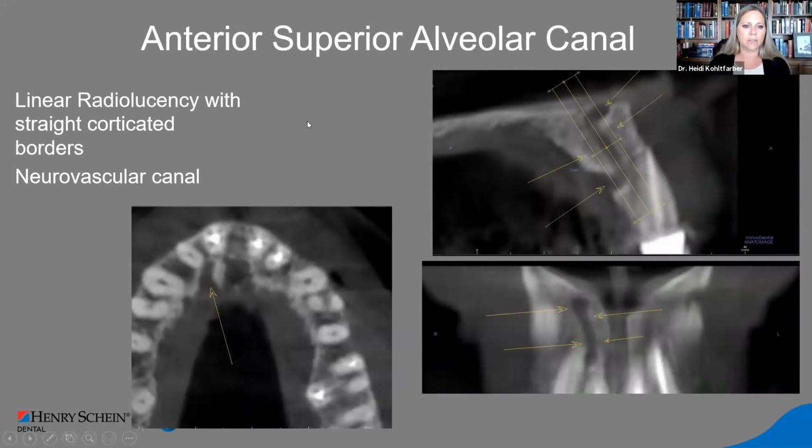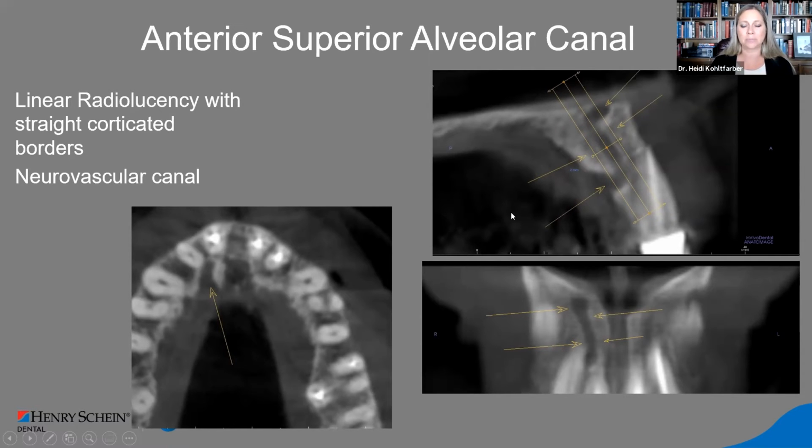The anterior superior alveolar neurovascular canal, like any neurovascular canal, is going to be a linear radiolucency, or a linear hypodensity when we're talking about it in terms of a CBCT. A linear hypodensity with nice straight corticated borders. And you'll notice it tracks through your scan. Typically, our anterior superior alveolar neurovascular canal will come down around the canine region. That's according to the anatomy books. This little guy didn't read the anatomy, and sometimes they don't. He's extending down inferiorly in the region of the lateral and central incisor.